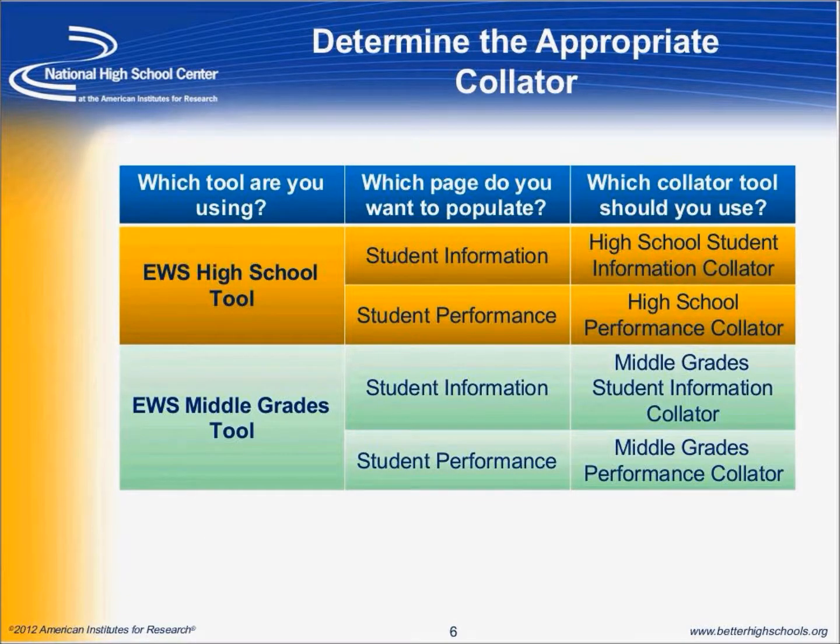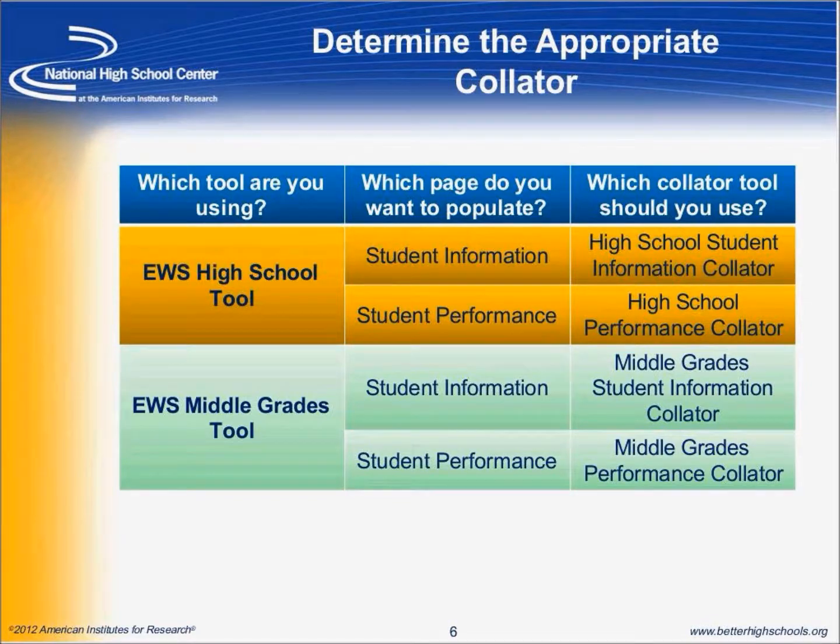This chart that you're seeing on your screen is also provided in all the instructions within the 4 collator tools. The 4 tools correspond to a specific page within the EWS tools, the Student Information page or the Student Performance page. Users will need to use the appropriate collator tool depending on which page you are attempting to populate. Because both the middle grades and high school tools require slightly different information within the student information and student performance pages, it's a good idea to double-check using this chart to make sure that you are using the appropriate collator for the page which you wish to populate.